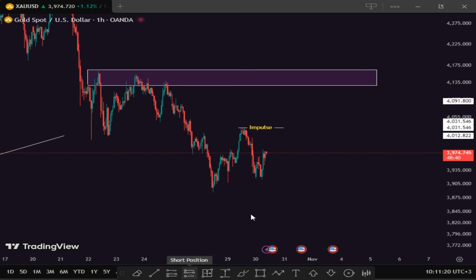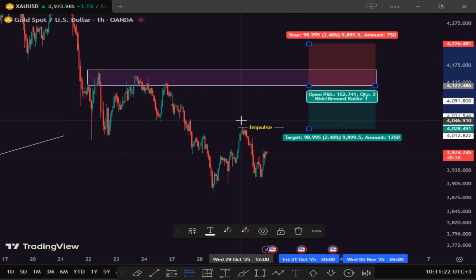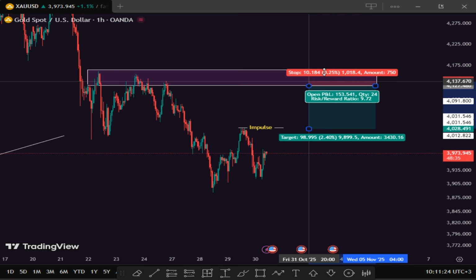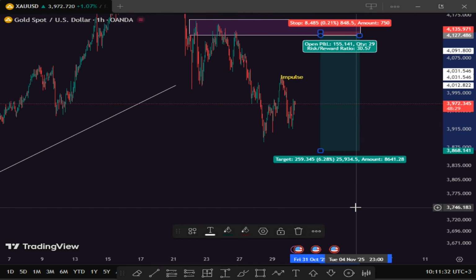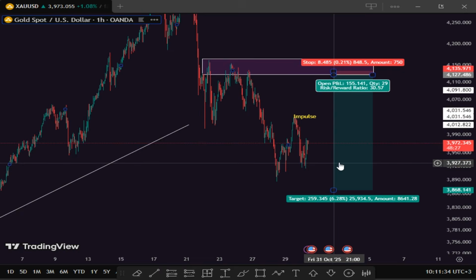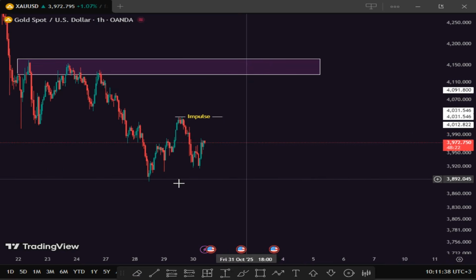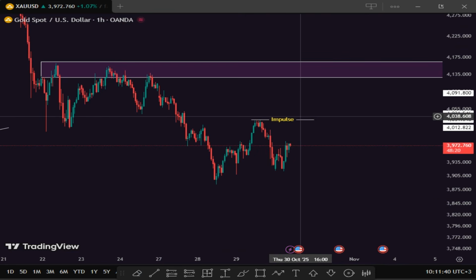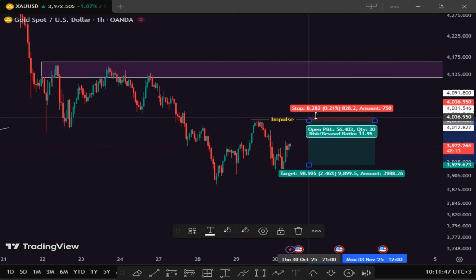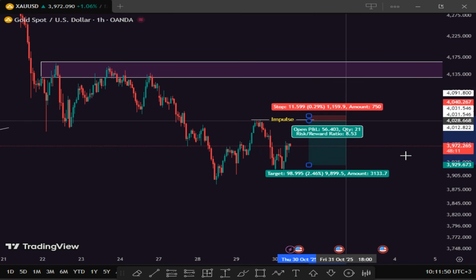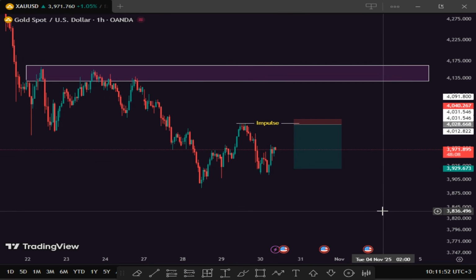Why? If I see confirmation that she's ready for sells, then this should be a very good zone to look for my sells, something like this, correct? But let me just remove this. If I see gold coming back to my impulse zone, all this level right here, and giving me a confirmation that she's ready to drop from this zone, then that is a level that I'm going to consider looking for my sell entry. So that is what I'm seeing on gold.